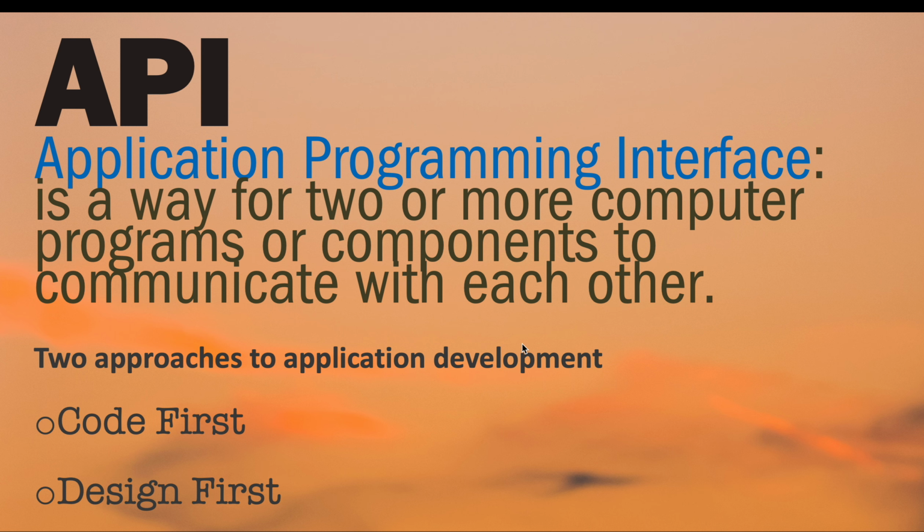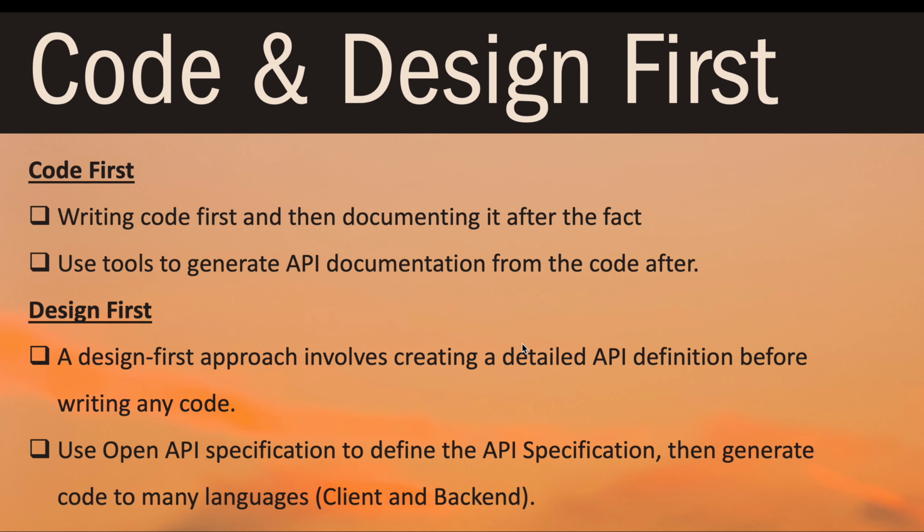What is an API? An API stands for Application Programming Interface, and it's a way for two or more computer programs or computer applications or components to communicate with each other. So when you are designing your API, you can use two approaches. You can use code first, you can use design first. So let's look at code first versus design first.